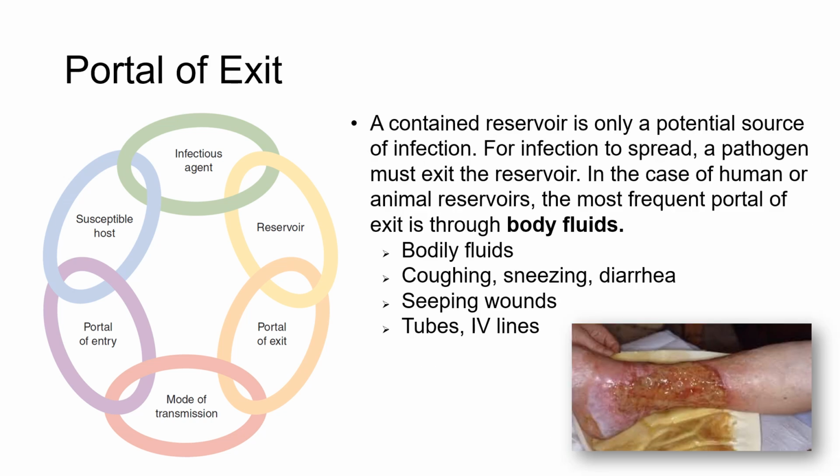Portal of exit. All of this infectious material, the pathogens, are in the reservoir, right? And we're talking about our human body, so they're in us. So we need a portal of exit. Where is this going to leave the body and be transmitted somewhere else as part of this chain of links, right? The 6 links. A contained reservoir is only a potential source of infection. For the infection to spread, it must exit the body. In humans, the most frequent portal is bodily fluids.